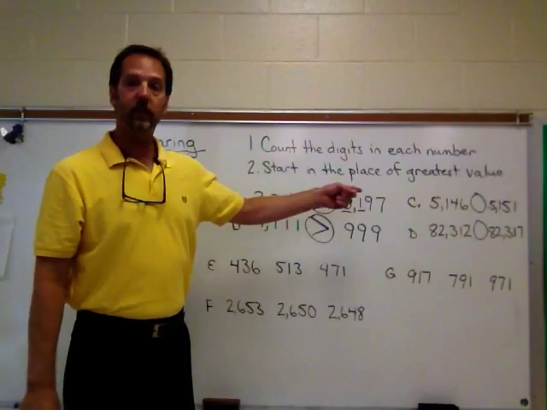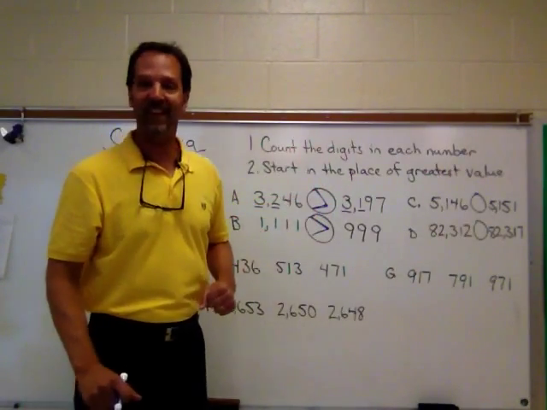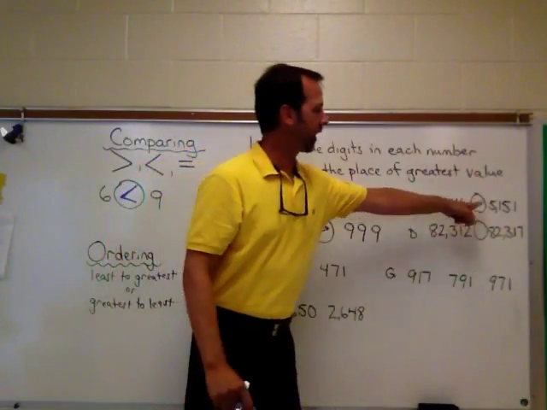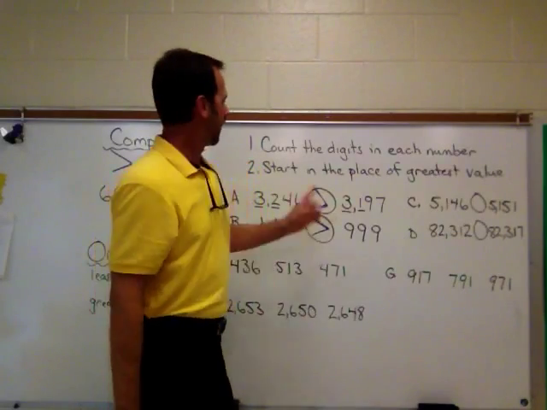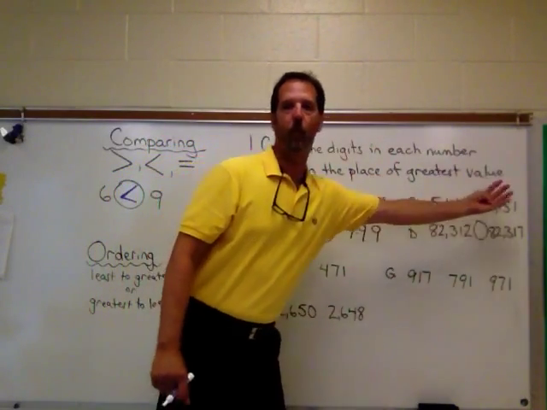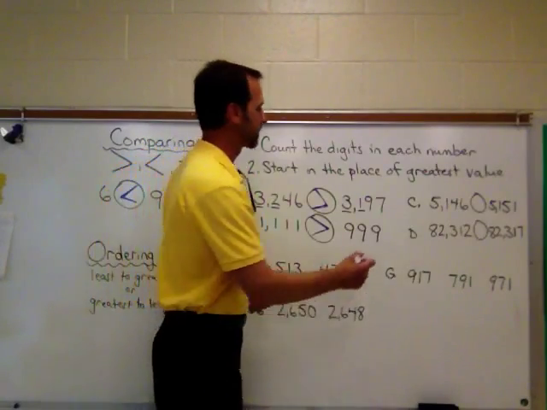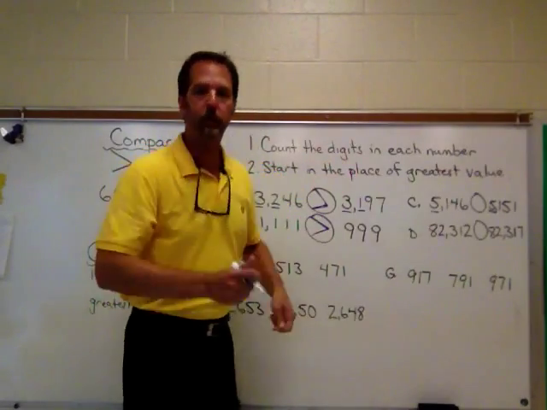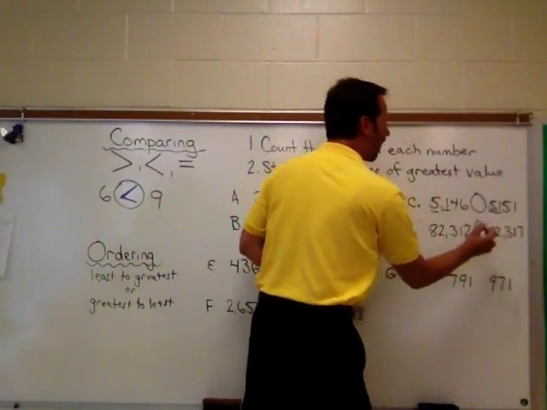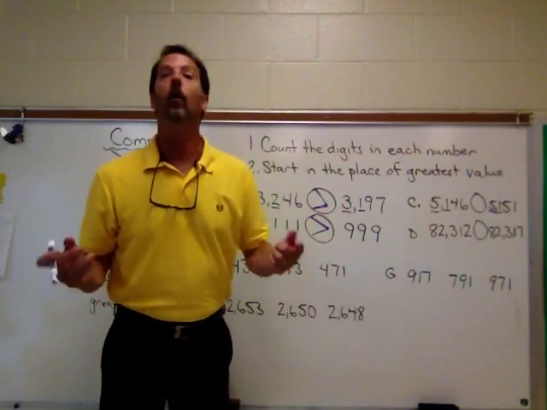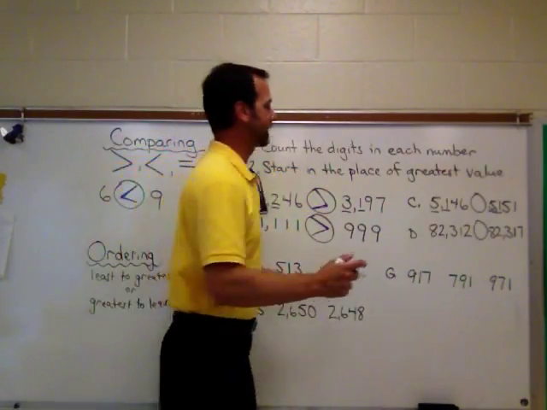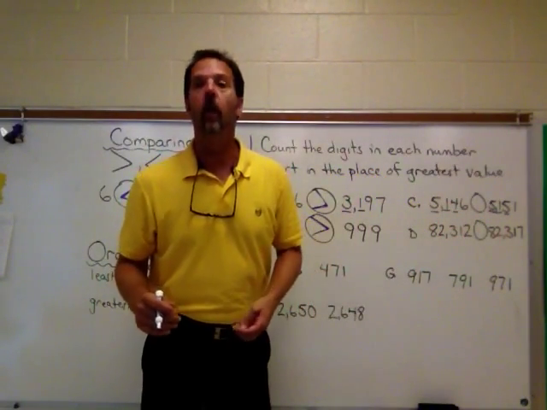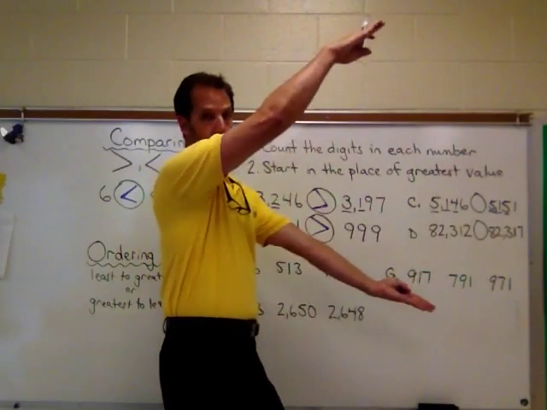Okay. Hopefully you gave it a shot, and hopefully you did it correctly. Let's see. First one, in letter C, 5,146 compared to 5,151. Both of them, if I count my digits, have 4 digits, so I've got to start at the place of greatest value. A 5 and a 5 in the thousands place, so I'm going to move to the hundreds place. A 1 and a 1. No difference there. What are we going to do now? Right, we're going to move to the tens place. A 4 and a 5, they're different. Which is larger? The 5. So the mouth will open to the bigger number.